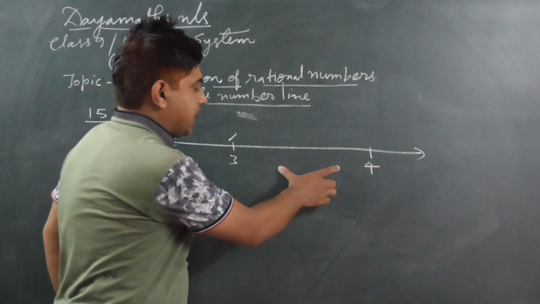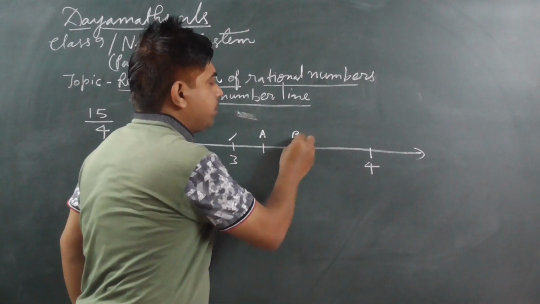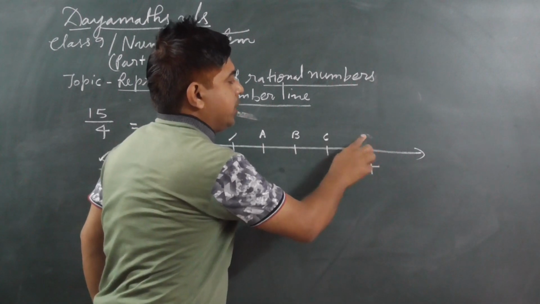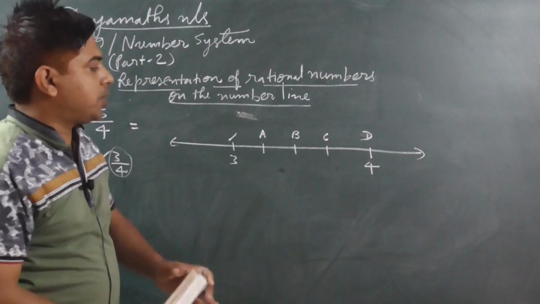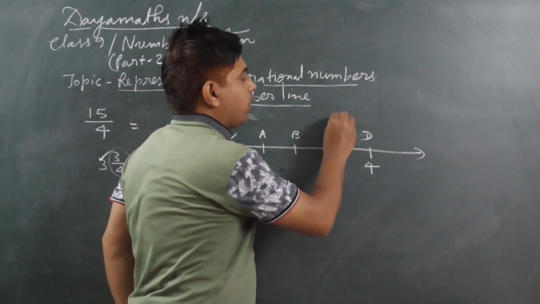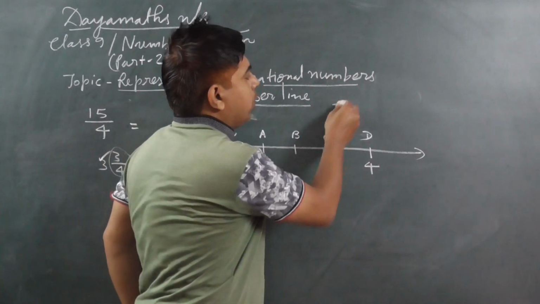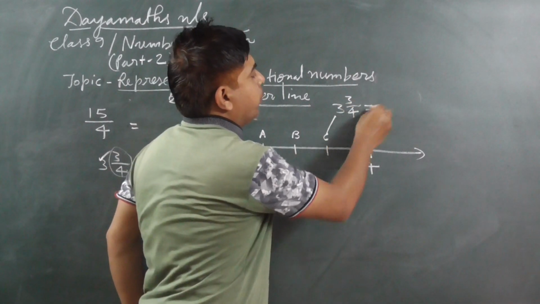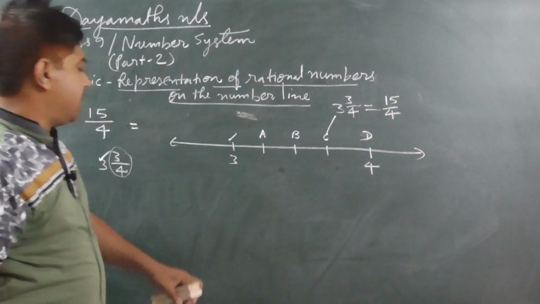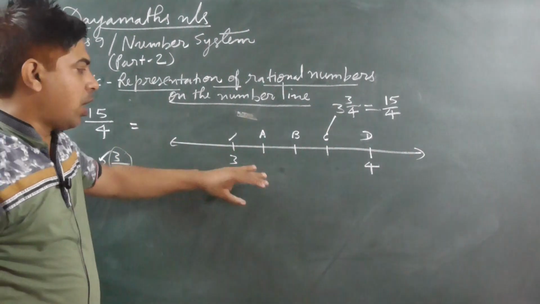So just divide this section into 4 equal parts. First part, second part, third part, and this one is the fourth part, which is D. Now, out of these 4 parts, take 3 parts. First, second, third. So the letter C will indicate here 3 whole 3 by 4, which is equal to 15 by 4. So I think these examples are enough for you to understand. But if you get some negative numbers, okay, how can you do that?